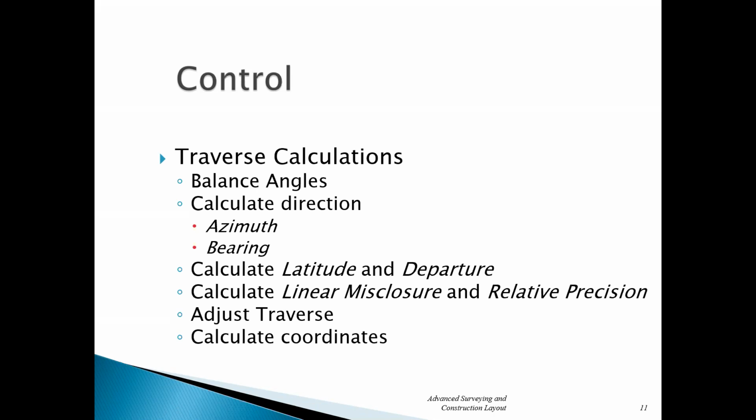Once you've got good bearing or azimuth direction, then you can calculate your latitude and your departure, then your misclosure and your relative precision. Then we adjust the traverse, then we do the coordinate calculation. So it's actually a very easy step process to deal with.